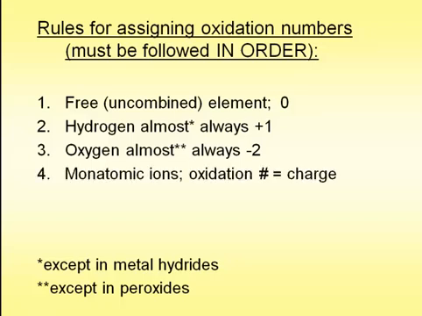Next, for monatomic ions, their oxidation state equals their charge. A monatomic ion is an ion that's not a polyatomic ion. In NaNO3, for example, Na is a monatomic ion. NO3 is a polyatomic ion. Na's oxidation number in that compound would be the same as its charge.